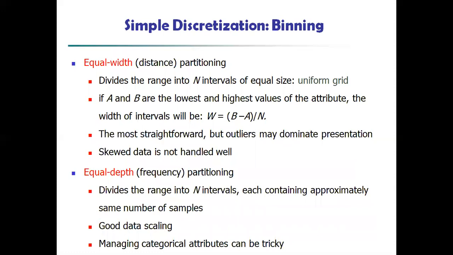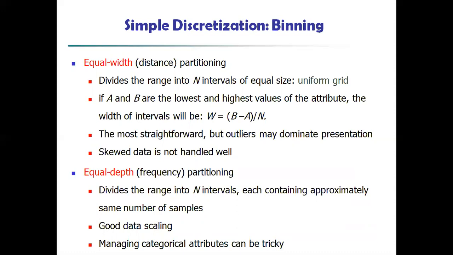And next one, if A and B are the lowest and the highest values of the attribute, then the width of the intervals will be B minus A divided by N. Find the smallest value and the largest value and make them the boundary values there.